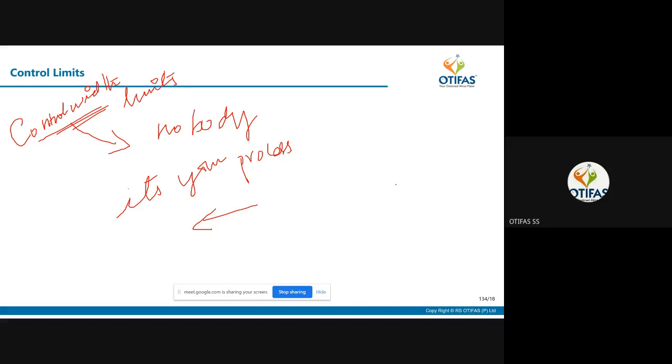Naturally, as I said, your natural control limits lie at plus or minus 3 standard deviations from your mean. That means if you take a set of data and compute the mean, your control limits are between mean minus 3 standard deviations and mean plus 3 standard deviations.